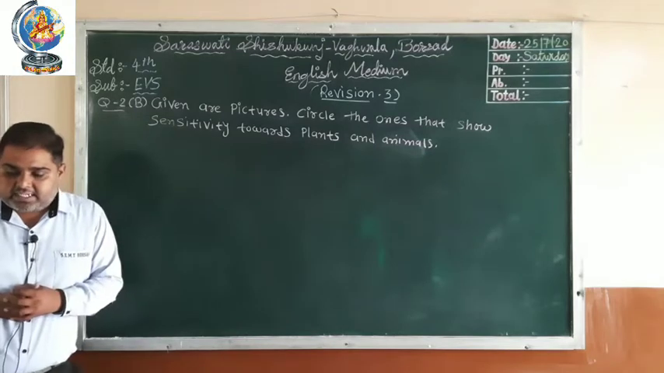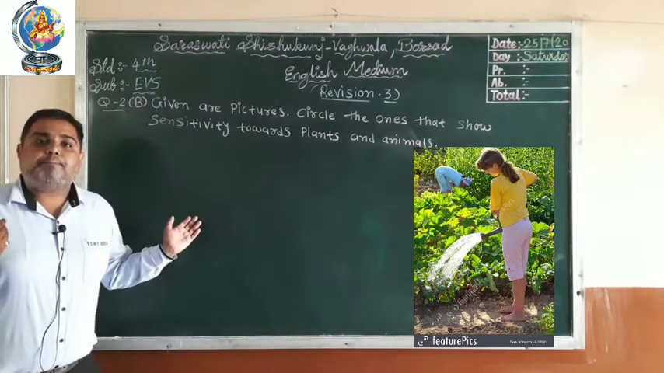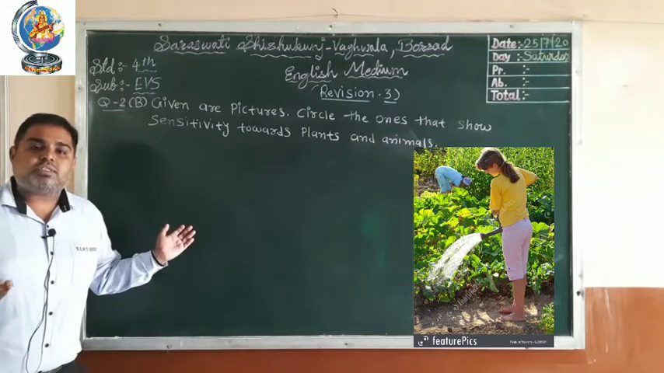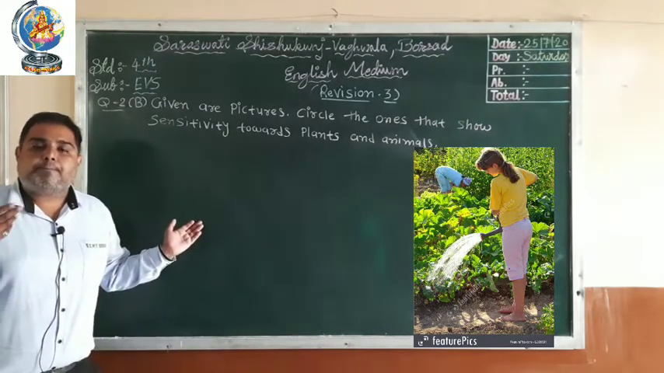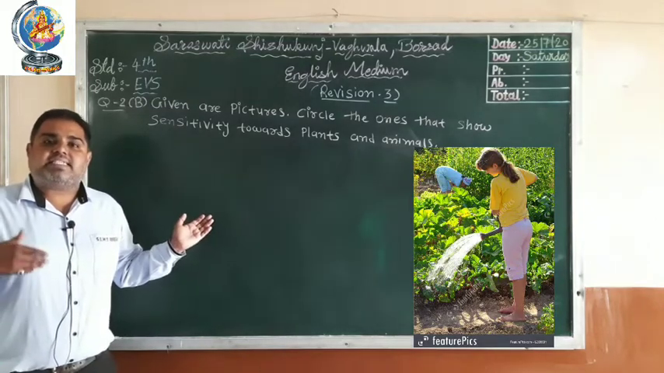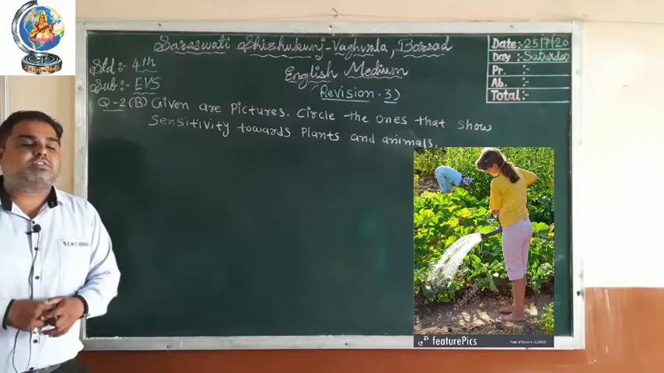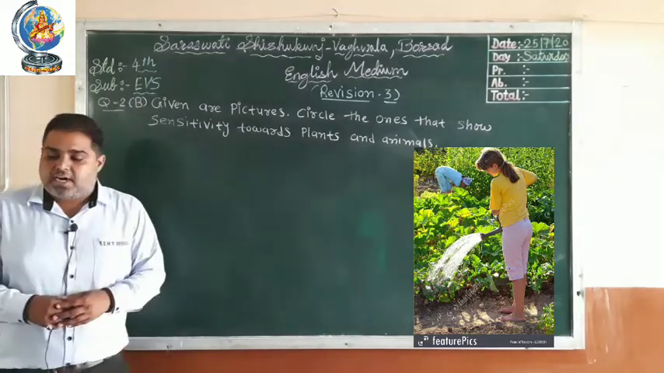The next picture is, here you can see one girl is watering a plant. So it shows her love towards the plant. That is why it also suggests sensitivity towards the plants and trees. That is why you have to circle this picture.